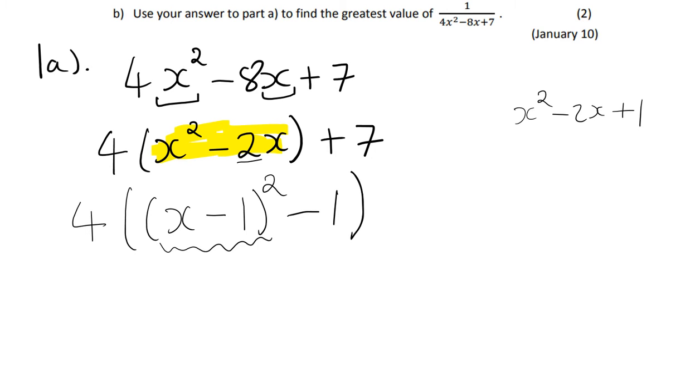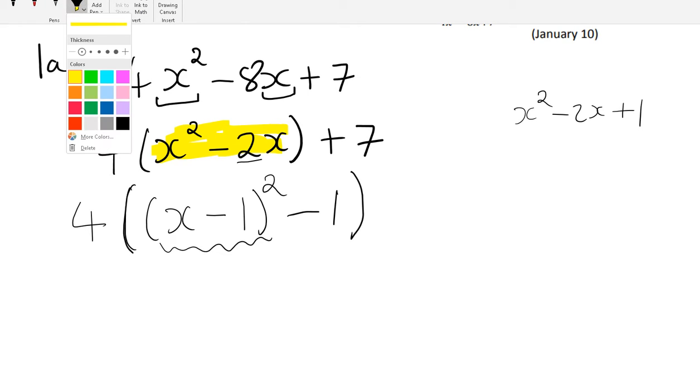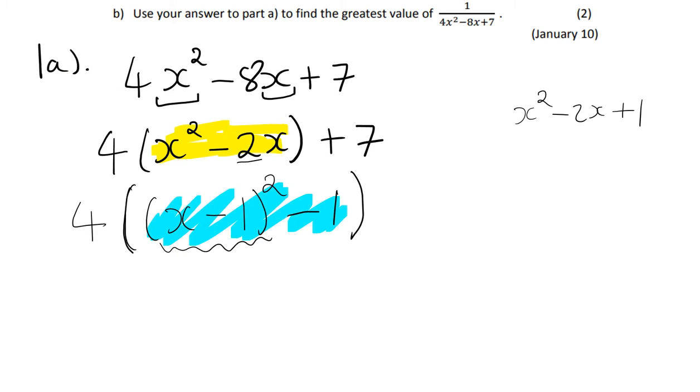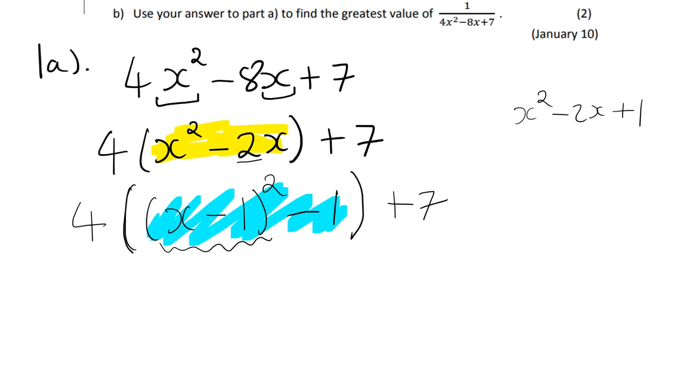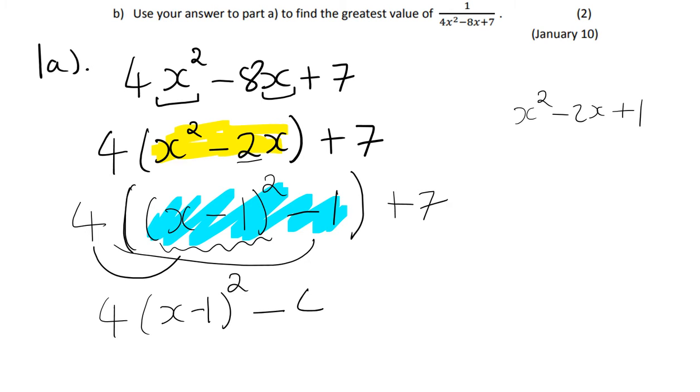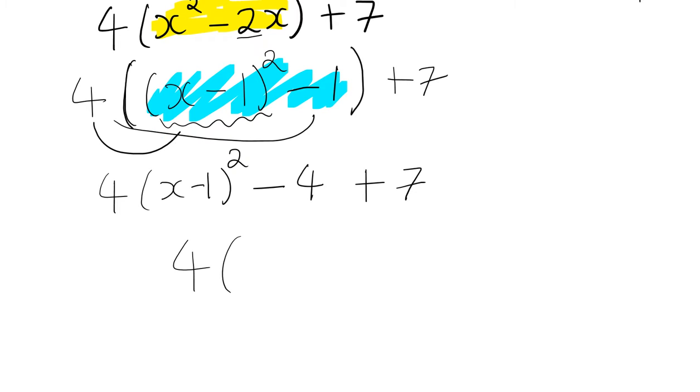I then close the big bracket, and basically what I have highlighted in yellow is exactly equivalent to all of this that I'm highlighting in blue. So I need to just add the 7 on the end, and we have the same expression but written differently. I now expand the bracket. 4 times x minus 1 all squared is just 4 bracket x minus 1 squared. 4 times minus 1 is minus 4, and then I have a plus 7 on the end. So I have 4 bracket x minus 1 squared minus 4 plus 7 is 3. So my final answer is 4 bracket x minus 1 squared plus 3.